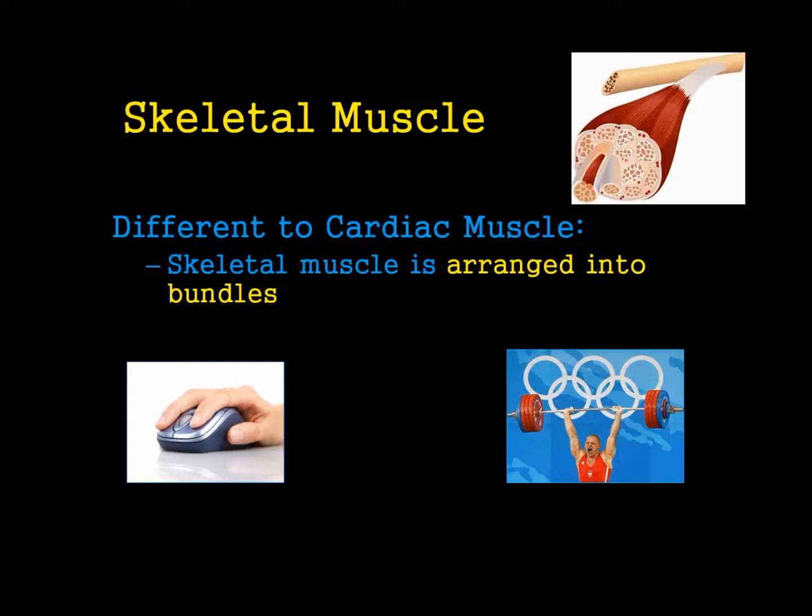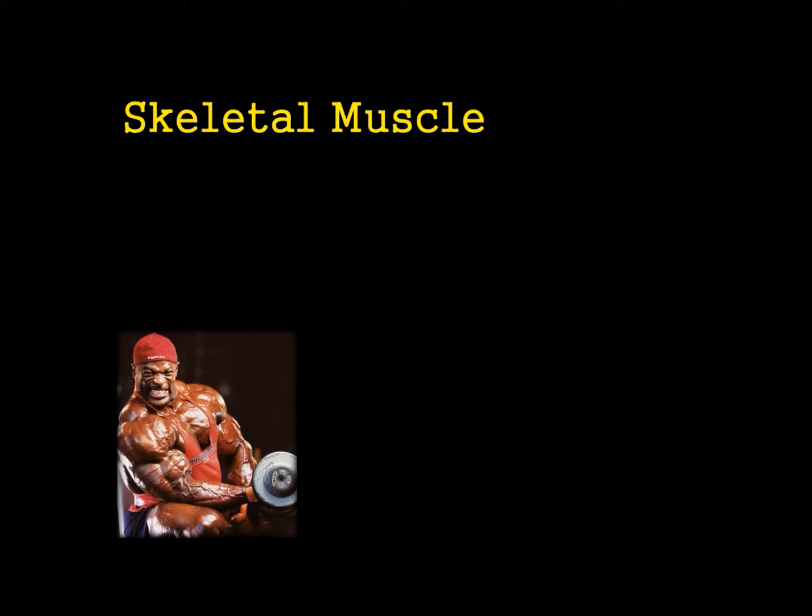Now this is quite important because, of course, as you remember, in cardiac muscle, the whole muscle is contracted in one go. We can't pick and choose how much of it we want to contract. And that's because the cardiac muscle fibres are branched. Skeletal muscle fibres are not.